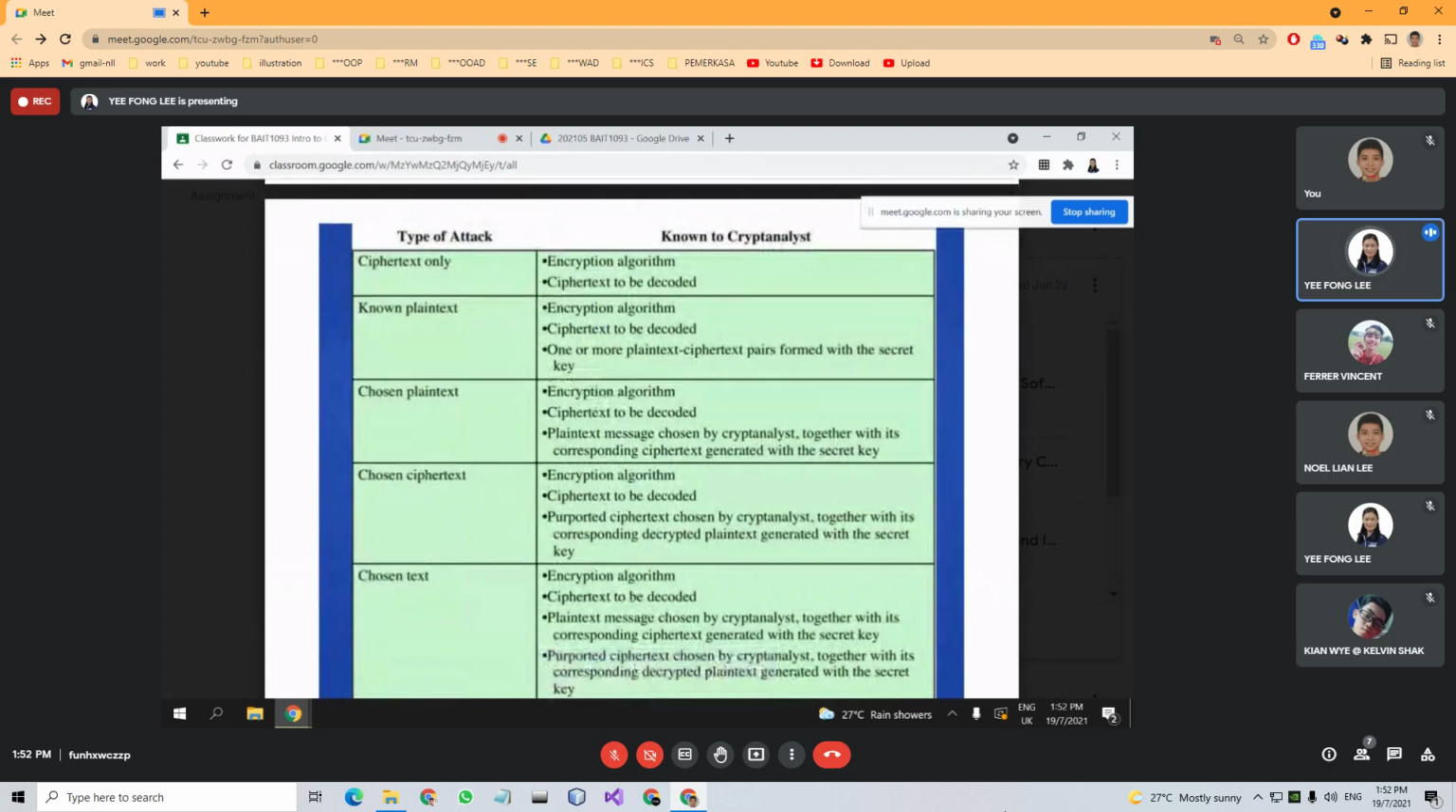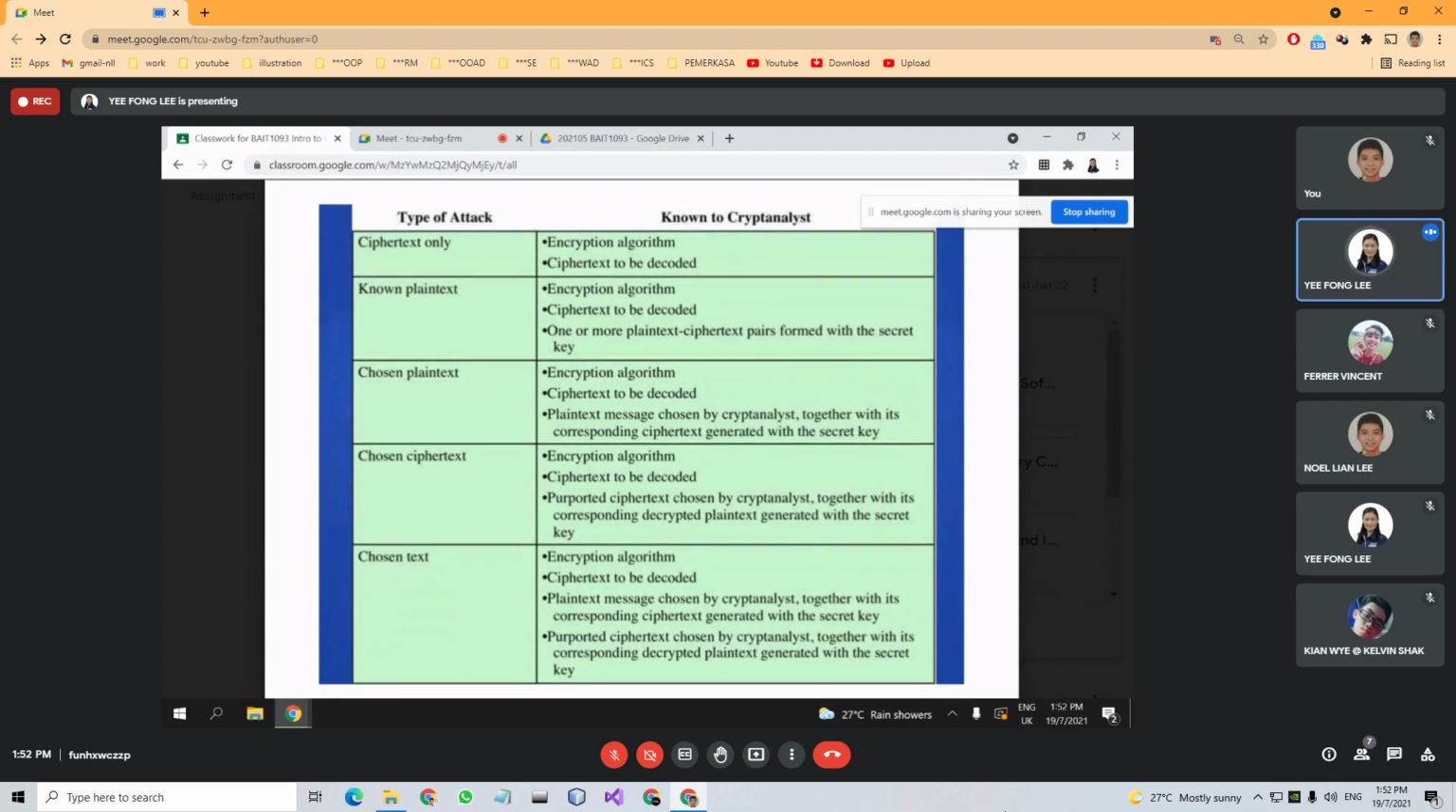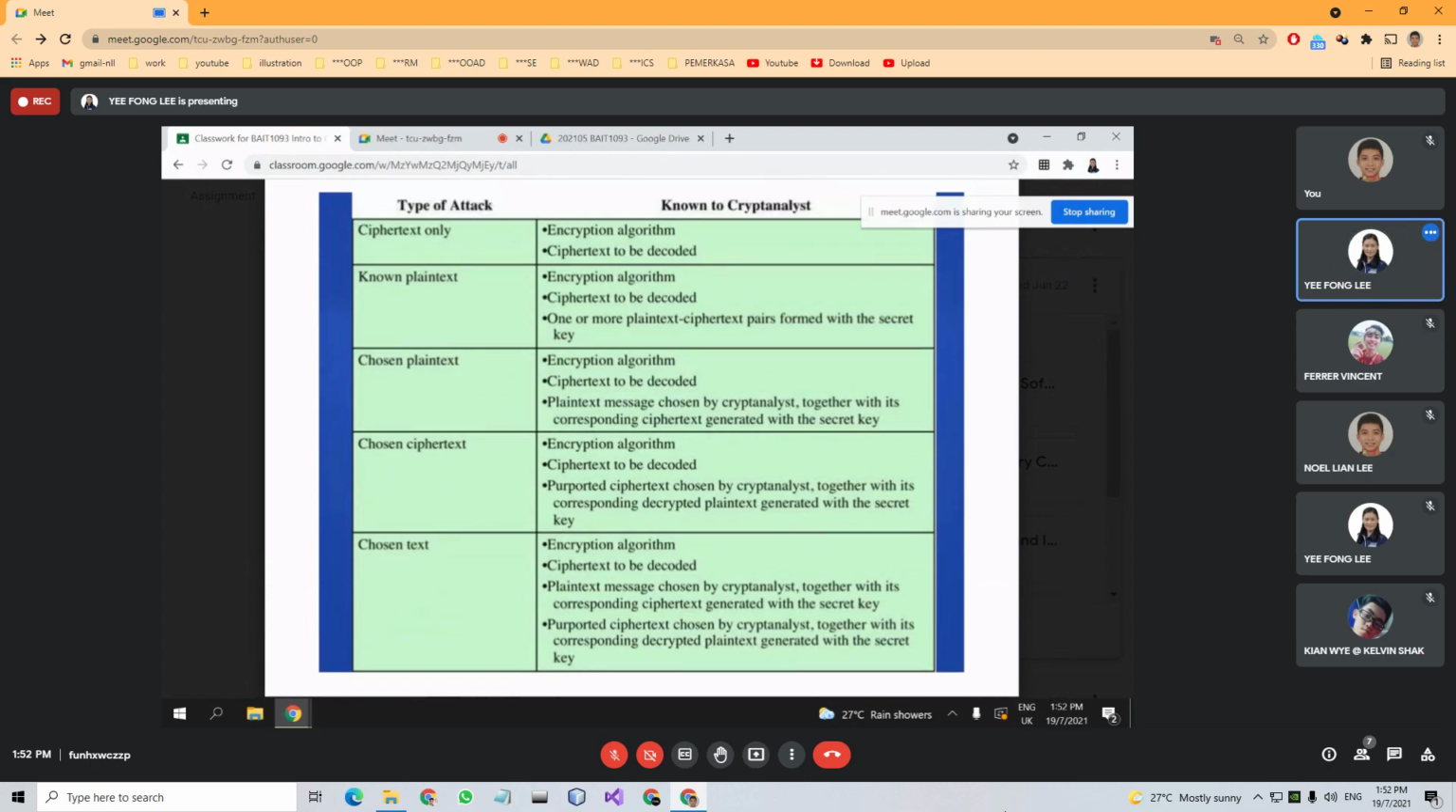We have different types of attack. What will cryptanalysis do, based on these five types of attack? All right, can we take a short break? We come back to the slide after a short break. Let's have about a 15-minute break.